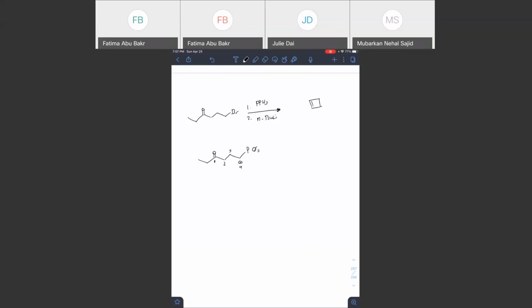And then I'm just going to include a double bond here to signify that this is where everything happened. And then all I have to remember is that on the other side of the ketone, there was an ethyl, right? So that's the answer.